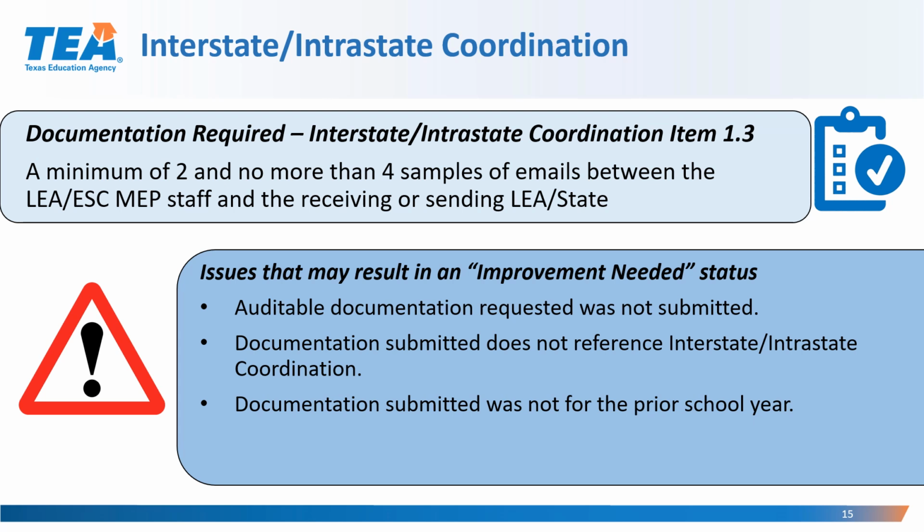Issues that may result in an improvement needed status for 1.3 are the following. The audible document requested was not submitted. Documentation submitted does not reference interstate or intrastate coordination, or no comment was provided explaining why the type of service was not required, or the documentation submitted was not for the prior school year.